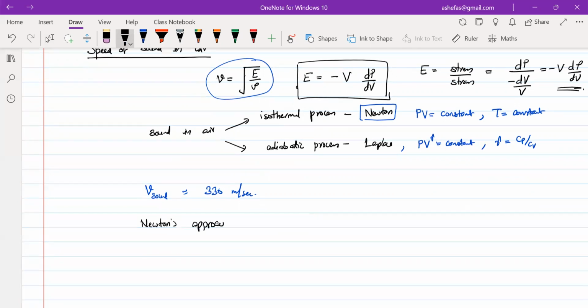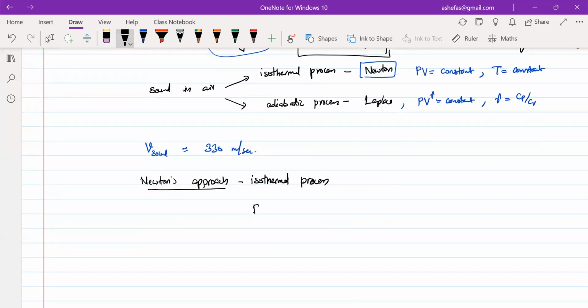So Newton's approach: this is an isothermal process. According to Newton's idea, P times V is a constant. Therefore, P times dV plus V times dP must be 0. Just differentiate it.